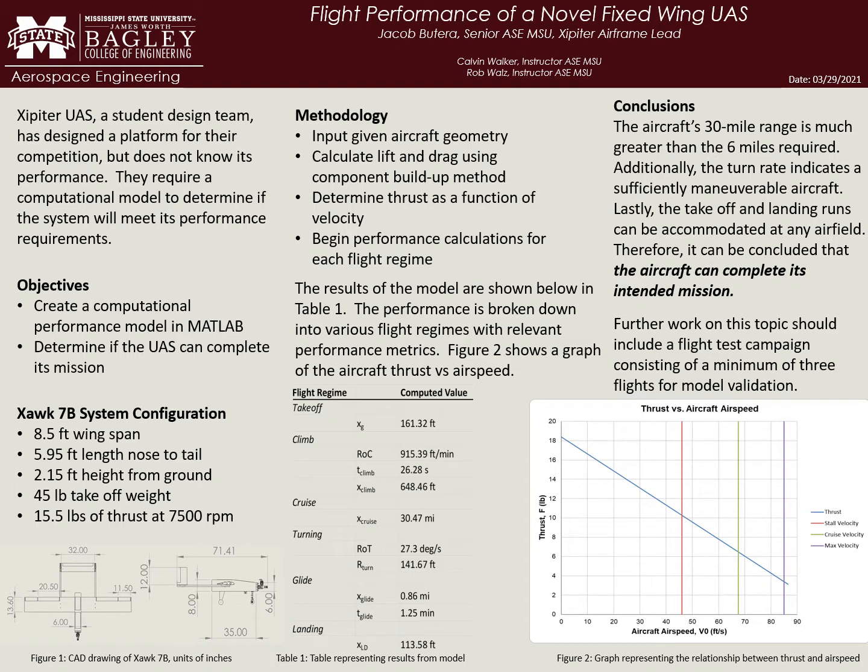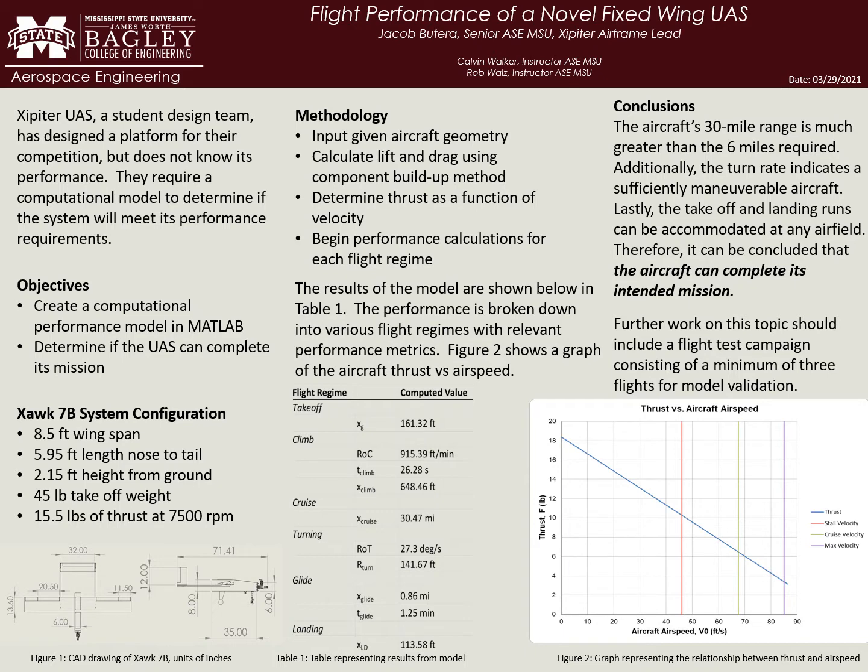The purpose of this project is to analytically determine the flight performance of an unmanned aerial system developed by the Exhibitor UAS student design team. As a secondary objective, the model was used to determine if the aircraft could complete its intended mission. A rendering of the system, dubbed ZOC 7B, can be seen in the bottom left corner. All dimensions of Figure 1 are given in inches.